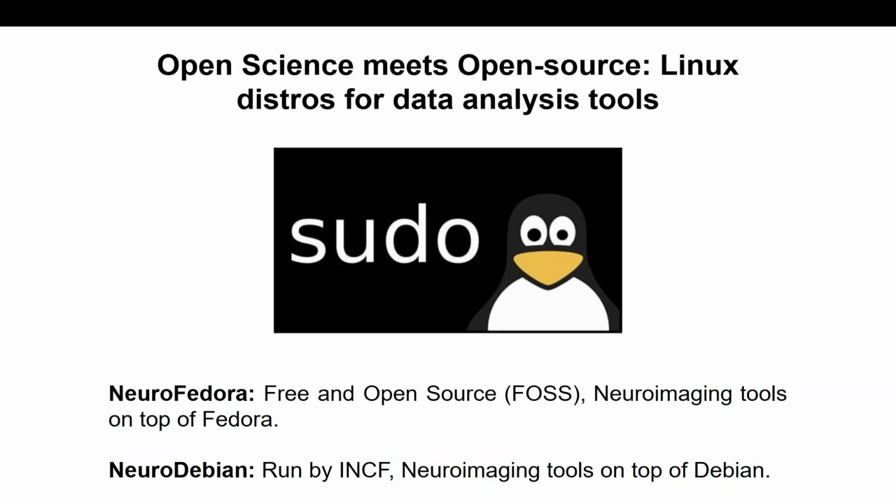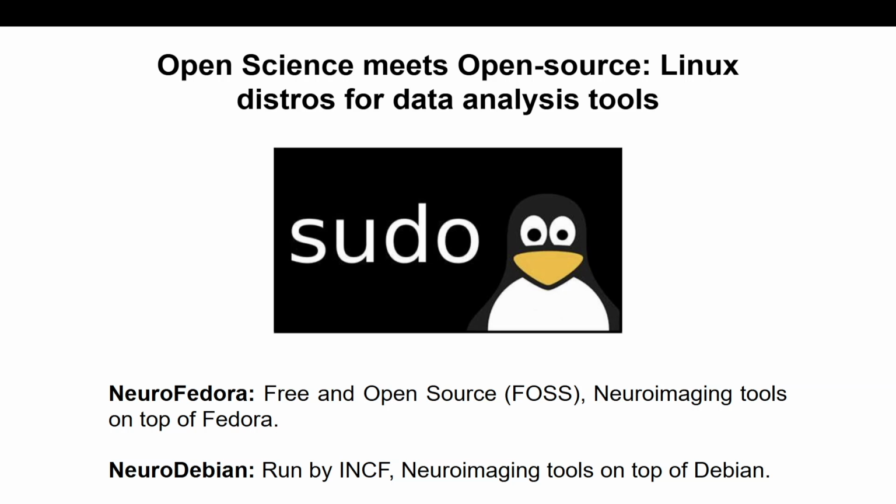So the first is NeuroFedora. This was created as free and open source software. This is where we have a version of the Fedora distro of Linux. And in Fedora, you package a bunch of neuroimaging analysis tools, and you just give people the package. They install it on their machine, and then they can run those tools without worrying about dependencies or getting the thing to run on Windows or Mac or whatever.